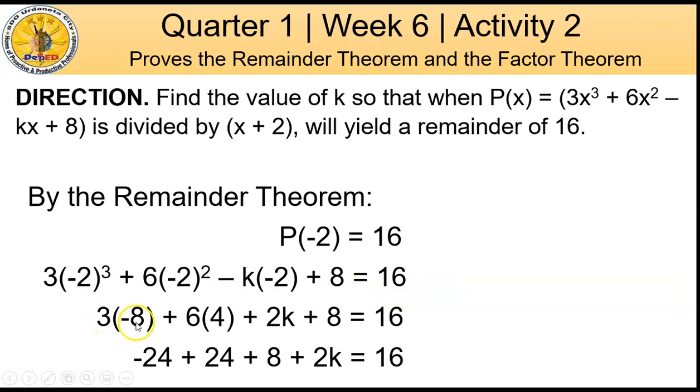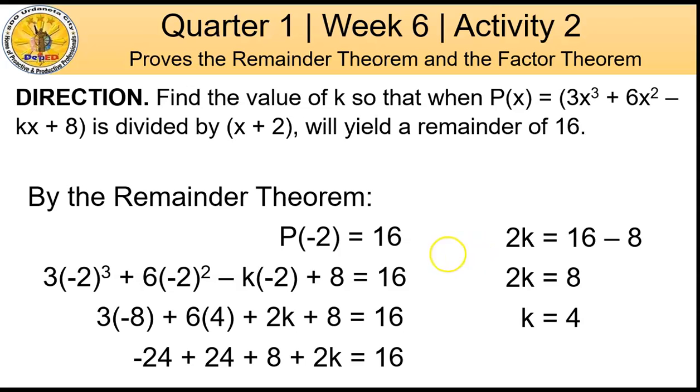So we have 3 times negative 8 plus 6 times 4 plus 2k plus 8 equals 16. So we have negative 24 plus 24 plus 8 plus 2k equals 16. So we are left with 2k equals 16 minus 8, or 2k equals 4. So our k is equal to 4. So that is, kapag ipinalit natin si 4 doon sa k doon, and then we'll have the polynomial 3x cubed plus 6x squared minus 4x plus 8, and then we divide it by x plus 2, we will have a remainder of 16.